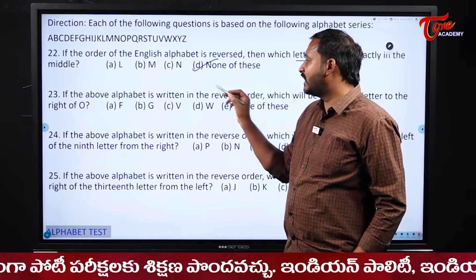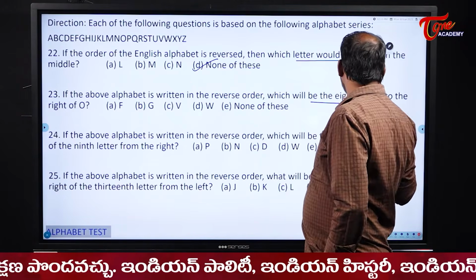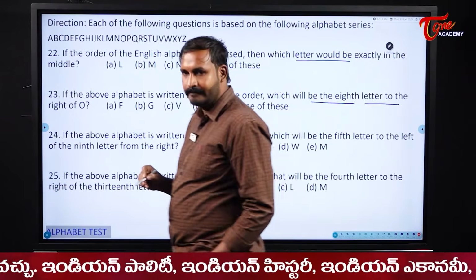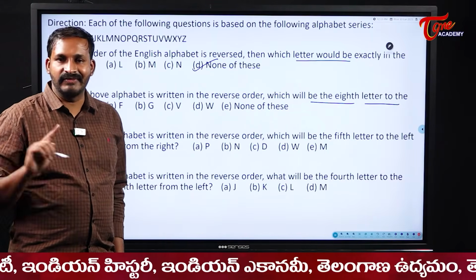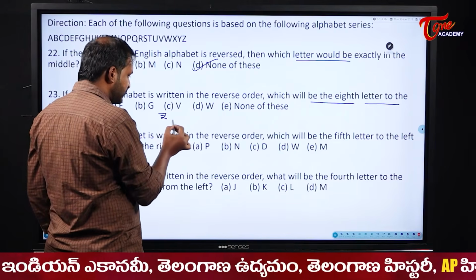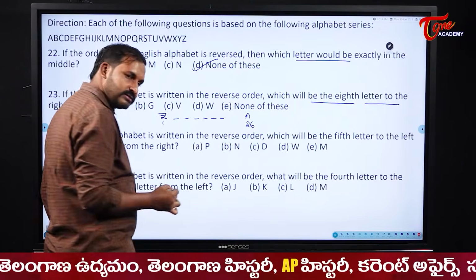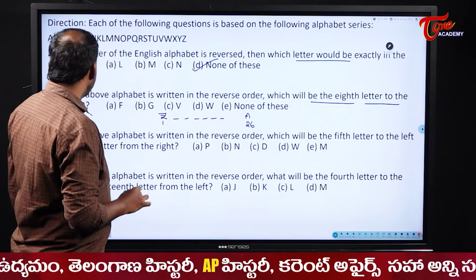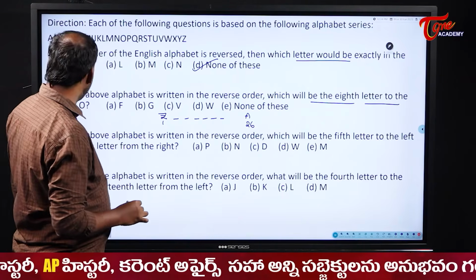Next one. If the above alphabets are written in reverse order, which will be the 8th letter to the right of O? First the alphabets are written in reverse order. So Z will become first and so on. A will become the 26th. Okay, next. If the above alphabet is written in reverse order, which will be the 8th letter to the right of O?